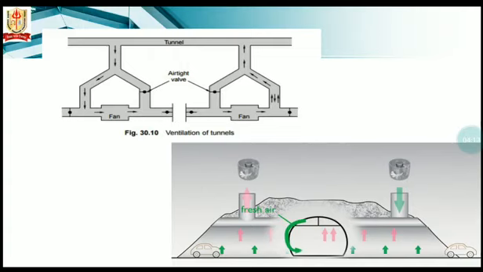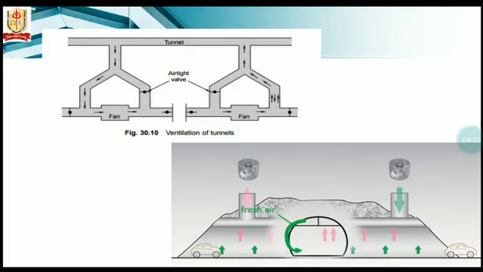Next method is the exhausting process. In this method of mechanical ventilation, air is sucked by one or two exhaust fans installed near the tunnel heading. This creates a vacuum due to which the fresh air enters inside the tunnel. This method has a special advantage: quick removal of dust and smoke from the working faces.